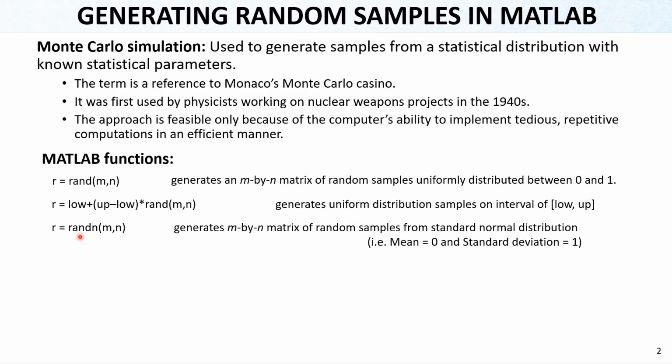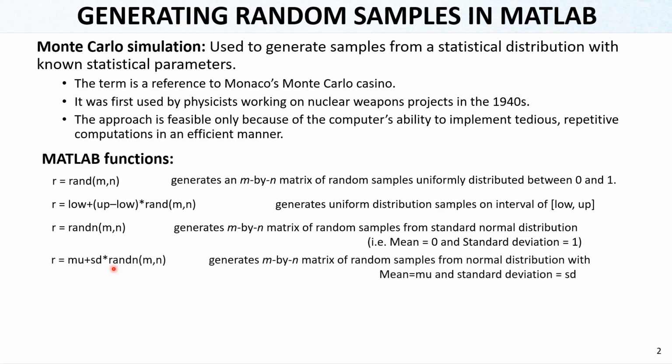But if we want normally distributed data with a certain mean value and standard deviation different from these, then we can use this standard normal generation, multiply the numbers by the standard deviation, and add the mean value, which is shown by mu here. It generates random samples from a normal distribution with a mean value of mu and standard deviation of st.